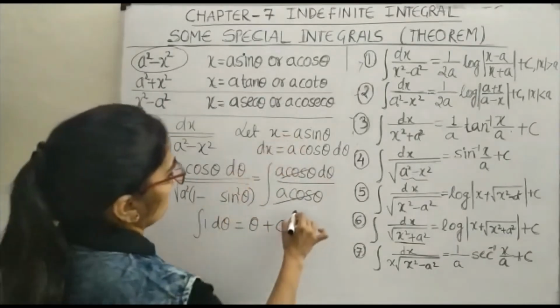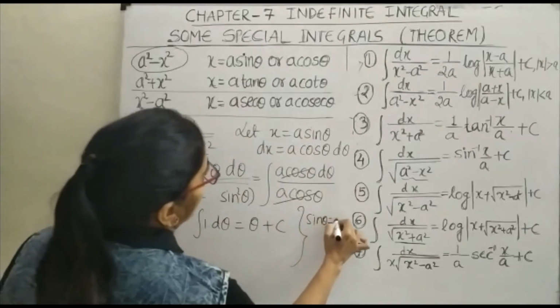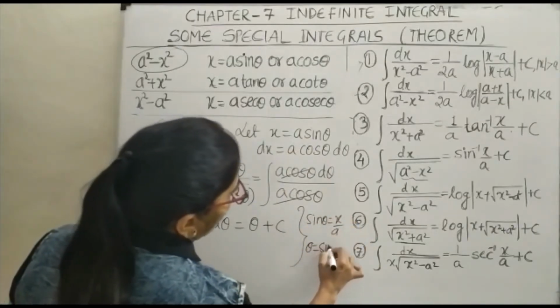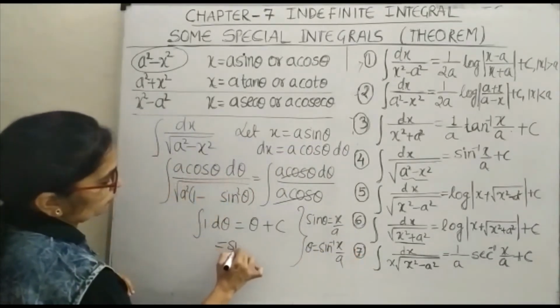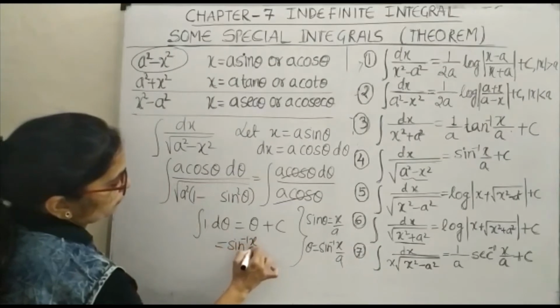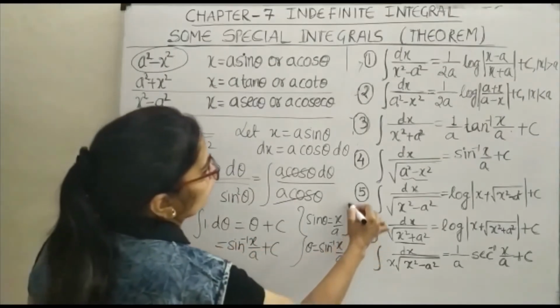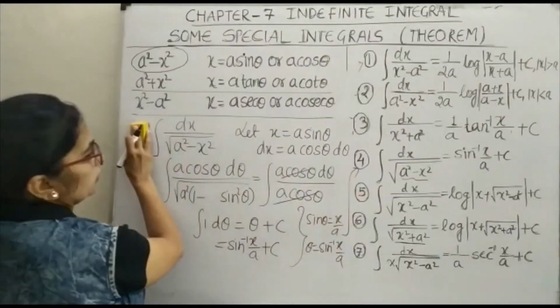यहाँ से देखिए आपका sin theta कितना हो जाएगा, x upon a, and what will be theta, sin inverse x upon a. So this integration takes the form sin inverse x upon a plus c. So this is how we have proved the theorem number 4. Moving on to the theorem number 5.